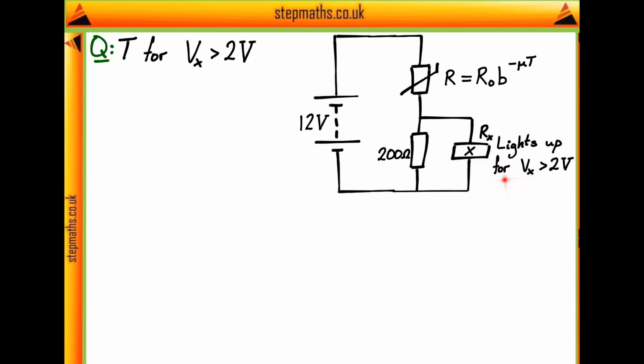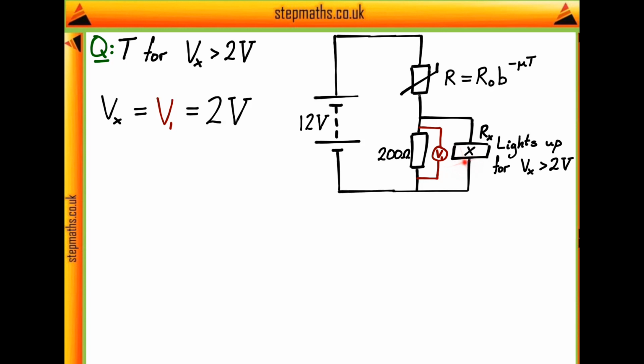So we know that it lights up for this voltage Vx greater than 2V, but this is a component in parallel with this 200 ohm resistor, so it's going to have a voltage V1 across it, which is going to be exactly the same as this voltage Vx, the voltage across X. So when Vx is 2 volts or greater, then V1 is going to be equal to 2 volts or greater. But why is this going to be helpful?